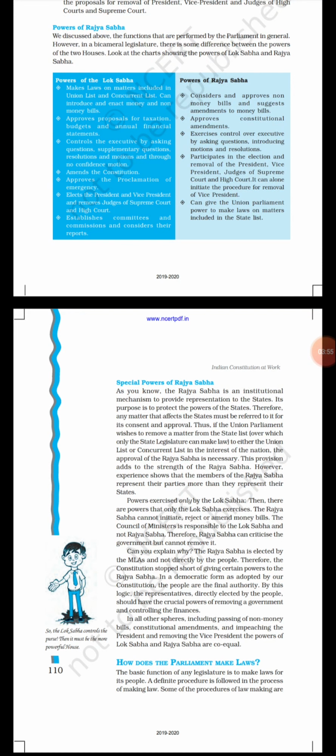These executives have to be accountable. They have to be answerable, and the executive should be responsible to the people, right? Because the government in India is a democratic government. Democracy means government of the people. So naturally, the executives should be accountable to the people, or responsible to the people.